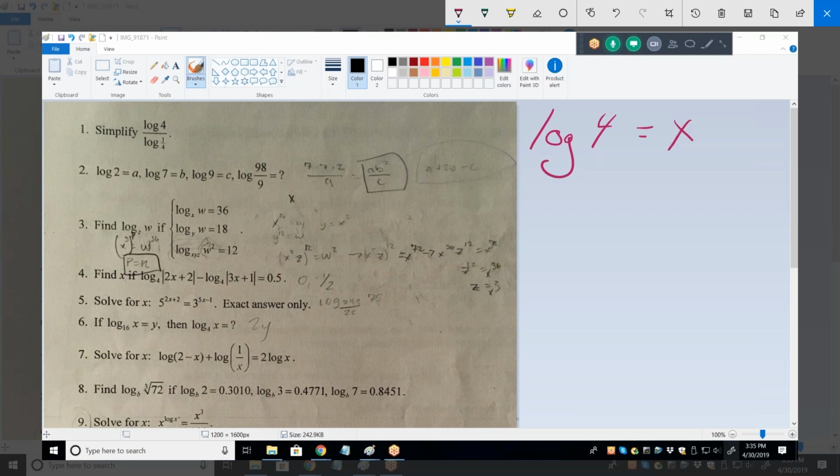All right. And the log of 1/4 is equal to y. In the top equation, convert that to exponential. What does that say?